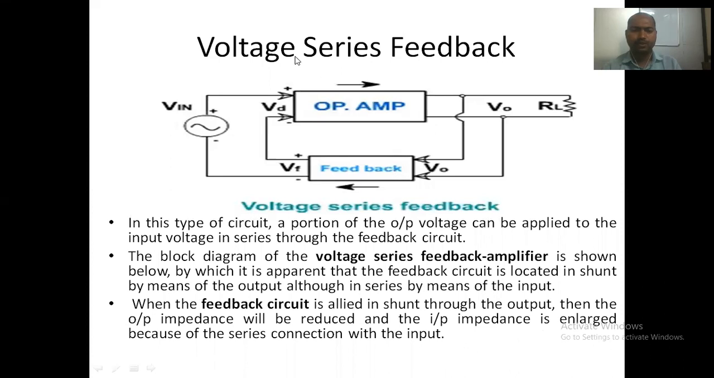Feedback. So it indicates that voltage, right? So it should be connected to the input in a series. So it should be connected in input as a series. It shows that it is a voltage series type of the feedback.